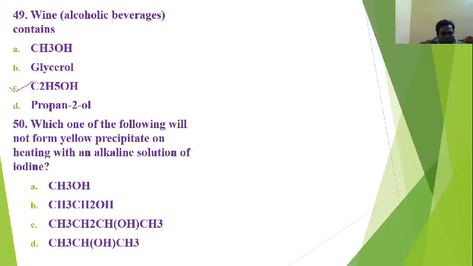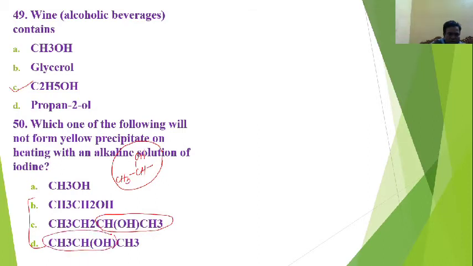Which one of the following will not form yellow precipitate on reacting with alkaline salts of iodine? I have already told that the alcohol which has the CH3CHOH group gives the iodoform test. Here B, C and D have this group. But methyl alcohol does not have the CH3CHOH group, so it cannot give a yellow precipitate. So option A.